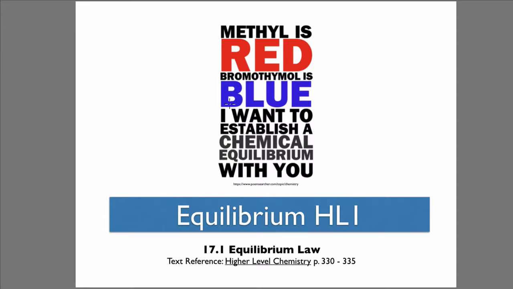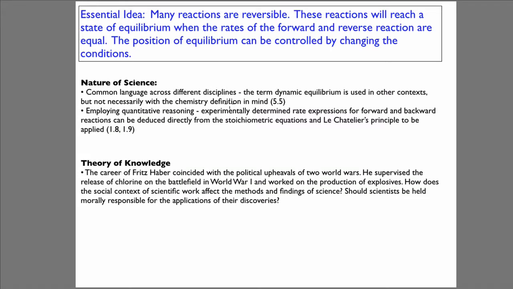Equilibrium, high level 1, equilibrium law. Essential idea: many reactions are reversible. These reactions will reach a state of equilibrium when the rates of the forward and reverse reaction are equal. The position of equilibrium can be controlled by changing the conditions.